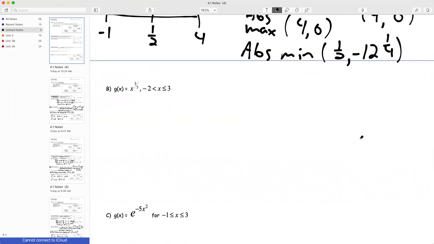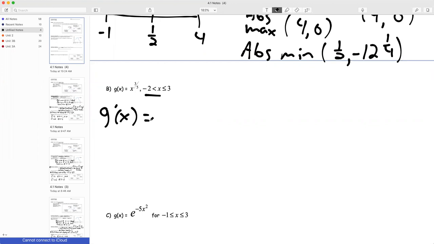I have g of x is equal to x raised to the 3/5. And notice that here I have x greater than -2. So it is not closed, meaning that EVT does not apply in this instance. It is possible that EVT does not apply and the function still has an absolute max and an absolute min, but possibly not. Okay. So I'm going to take my derivative.